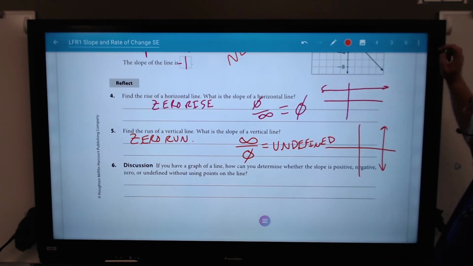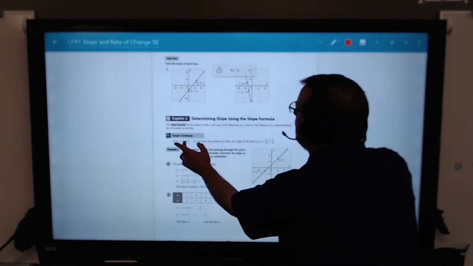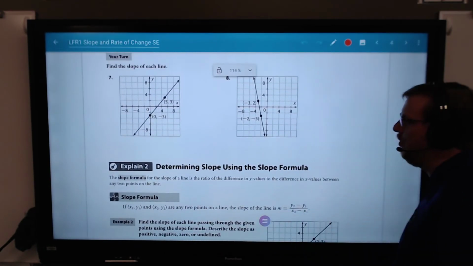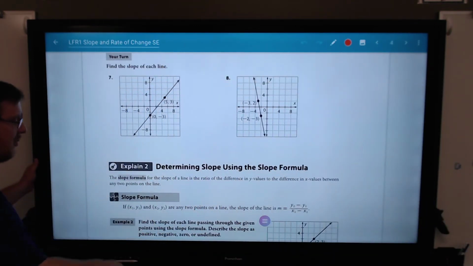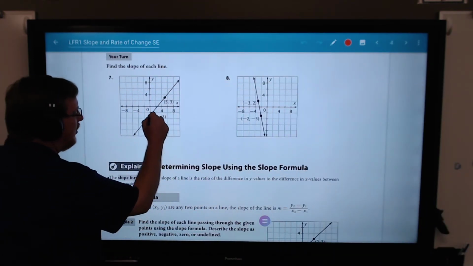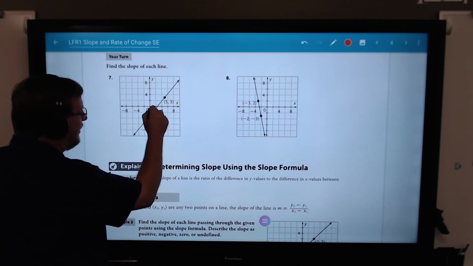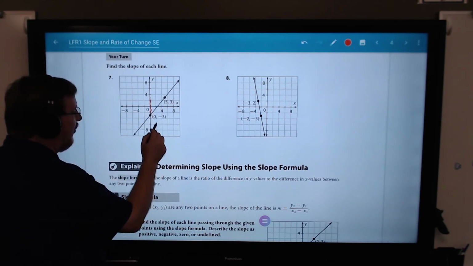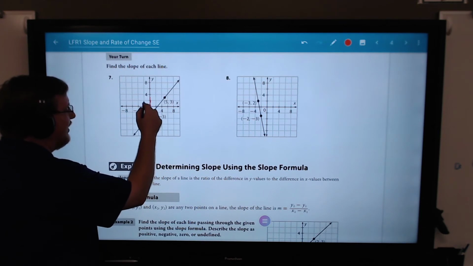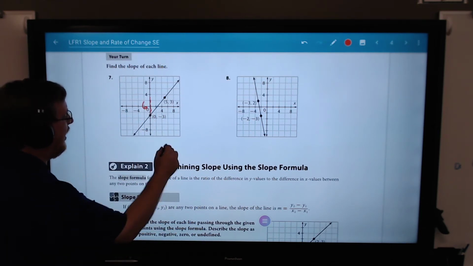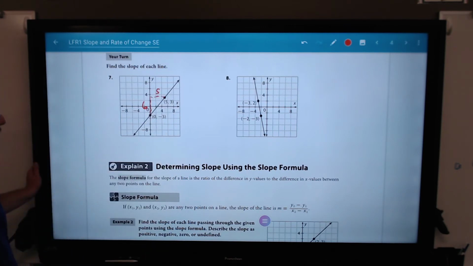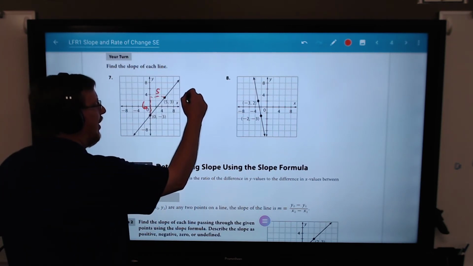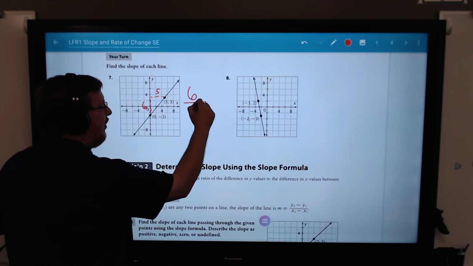Okay. Let's look. Find the slope of each line. All right. I'm just going to go through these real quick. Don't worry about these. I'll let you do some other ones later. Okay. So if I start here, I go from negative 3 to positive 3. So I've risen 6, and I run 5 to get there. My rise is on top. I rise 6. I run 5.